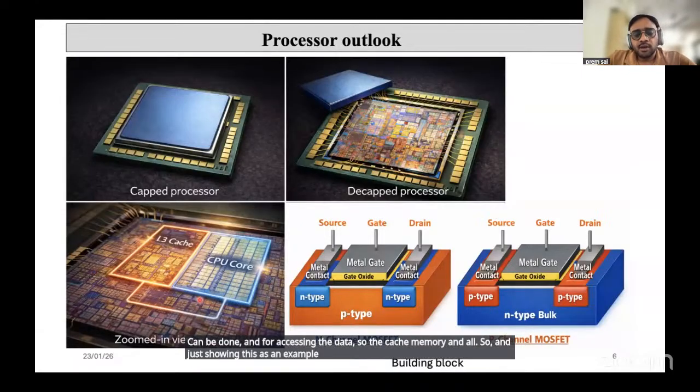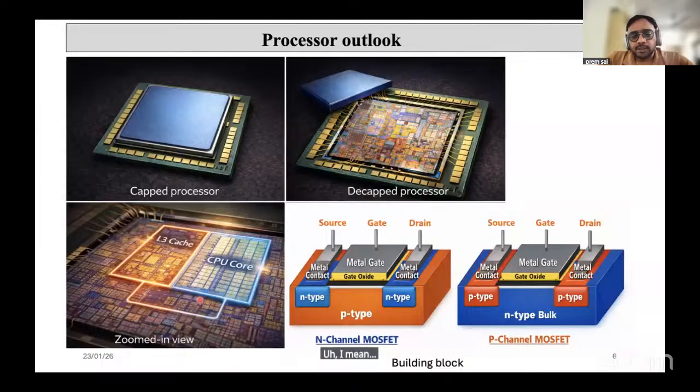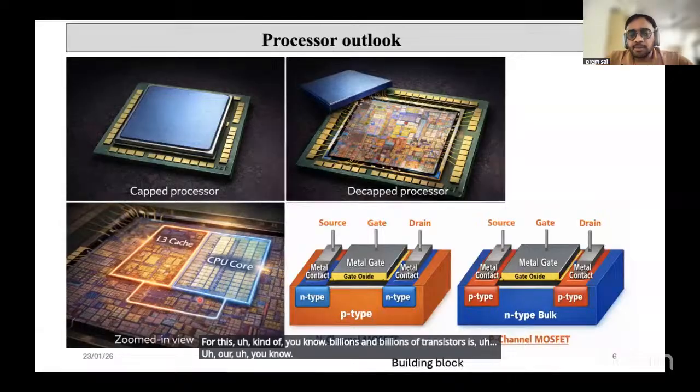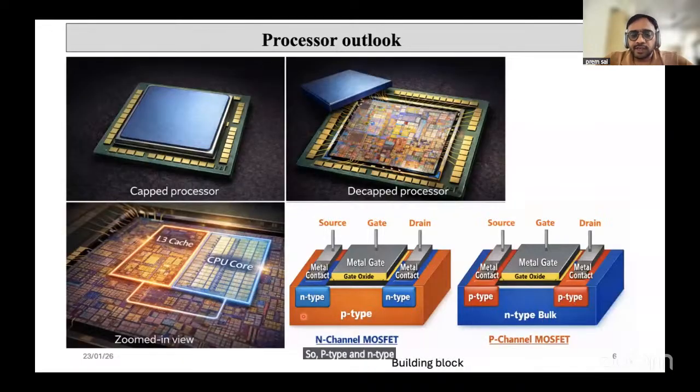But what is the building block for these billions and billions of transistors is our MOSFET, or metal oxide field effect transistor. It's P-type and N-type. P-type is where you have the P-type substrate, and you give the potential to invert the channel into N-type.